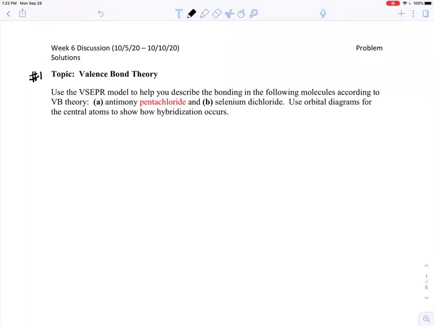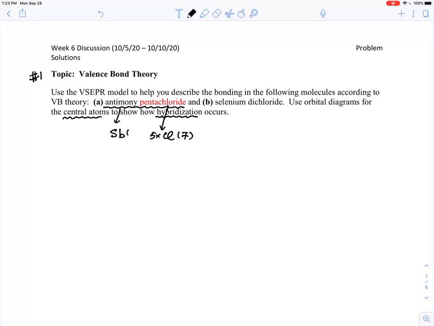Okay, so this is week number 6, valence bond theory. Use the VSEPR model to figure out what kind of hybridization occurs in the central atom. Okay, so the hybridization in the central atom for antimony pentachloride. Antimony means Sb, and chloride is chlorine. It has 7 valence electrons, and there are 5 of them.